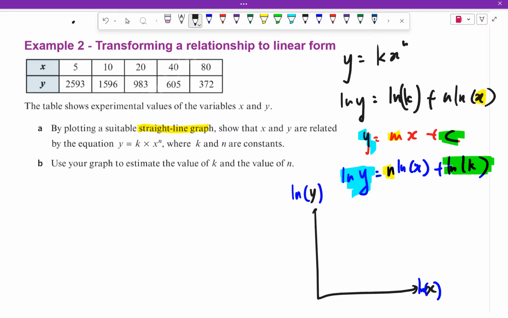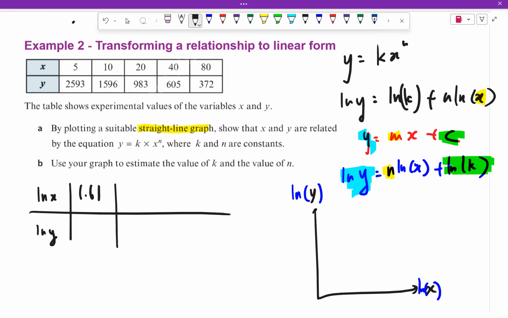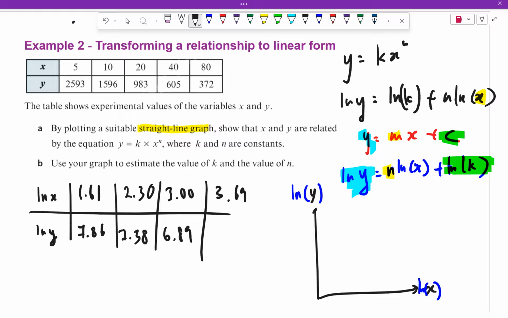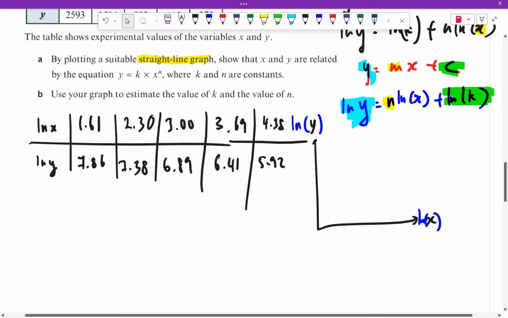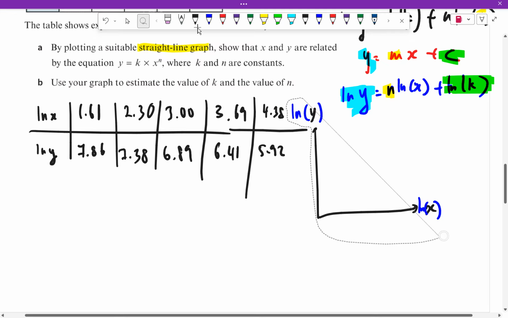So hence we have to calculate 我们的 ln of x, ln of y. Okay, so we just have to be like, oh, when x is 5, ln of x equals to 1.61, ln of y becomes 7.86. And then 2.3, 7.38, sorry, that should be a 0, 3.00, 6.89. This is according to 3 significant figure. 6.41, and last but not least, obviously there can be more data. But remember, we don't have to figure out the other remaining ones 如果它没有给的话.